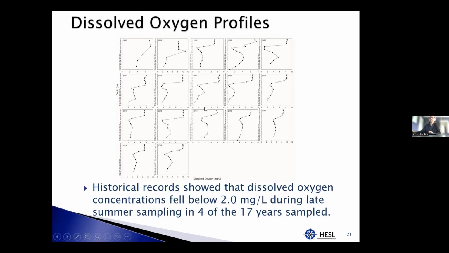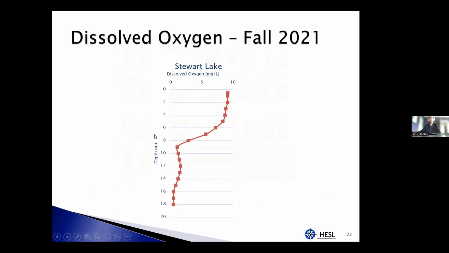However, because they're sampling in August, and because the climate has warmed over time, and because the lakes are staying stratified for longer now than they used to, it is quite possible that that information is being missed. And so we wanted to look at what the conditions were like late in the year. And so that's what we did with our fall profile.